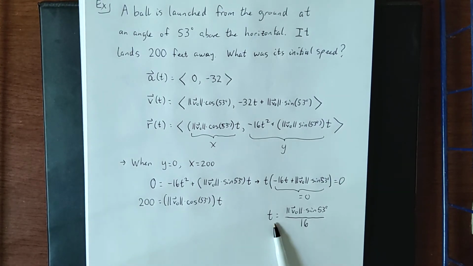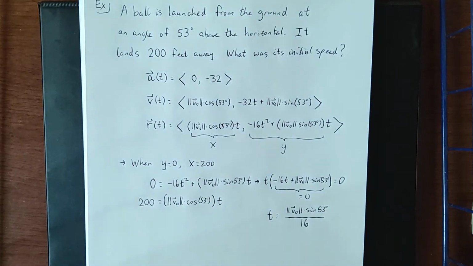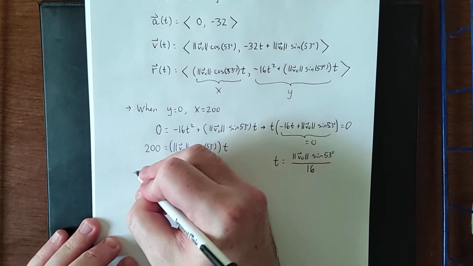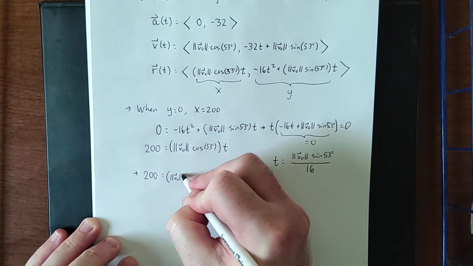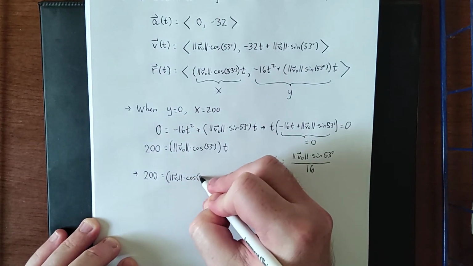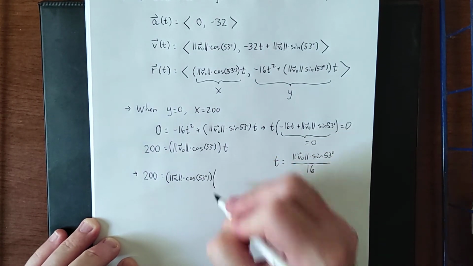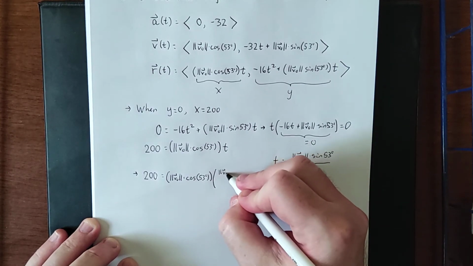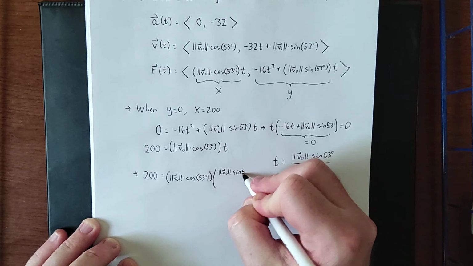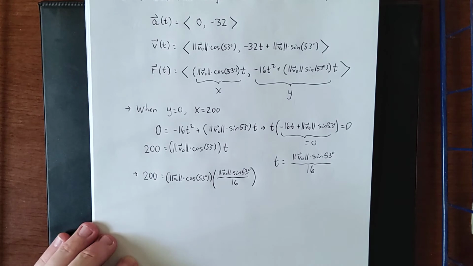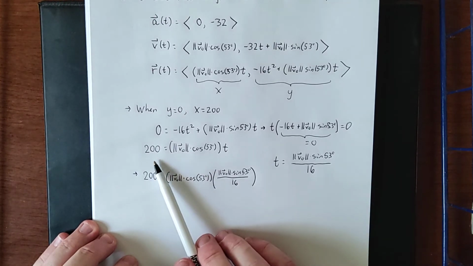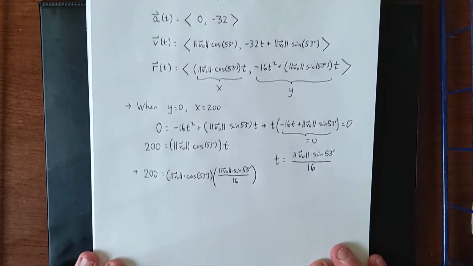What we're going to do is take this and plug it into the x equation so that we can then solve for the initial speed. So this is going to be 200 is equal to initial speed times the cosine of 53 degrees times this nice expression over here: initial speed times the sine of 53 degrees all over 16. Now there are several identities that you can make use of at this point, and this also lets you know where one of the formulas from physics comes from, where if you know the range of a projectile, you can calculate its initial speed.